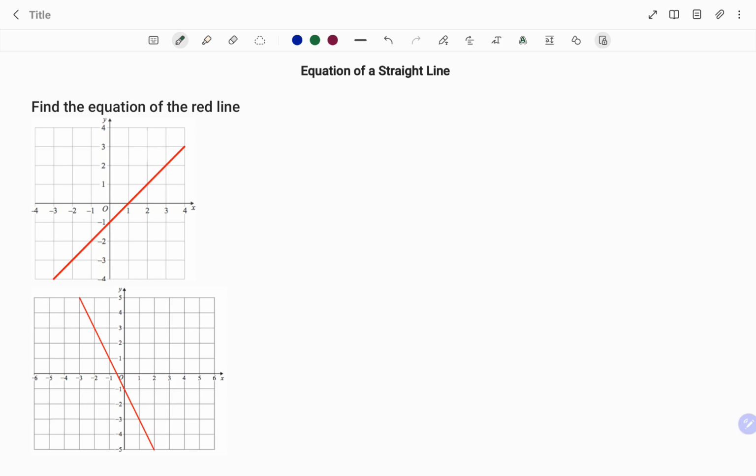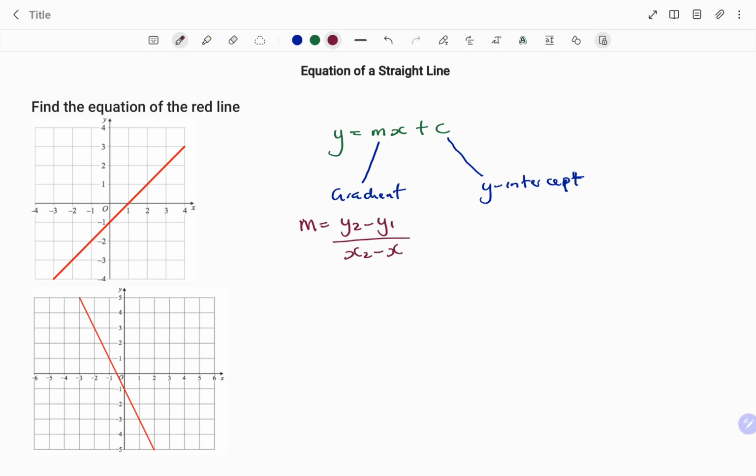The equation of a straight line is given as y equals mx plus c. In this equation, your m is your gradient, that is the gradient of the line, and the c is your y-intercept. That is where the graph passes through the y-axis. To find the gradient of a line, you need 2 points on the line, and the formula is m equals the change in y values over the change in x values.